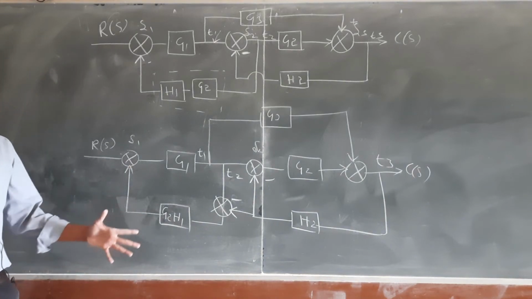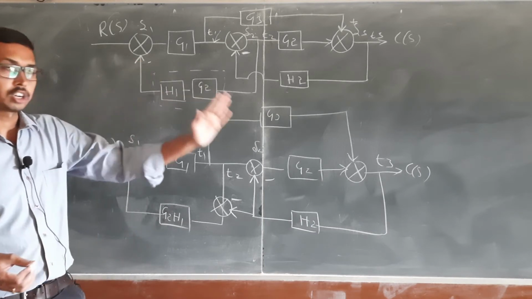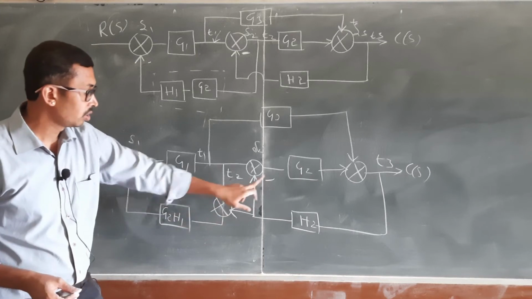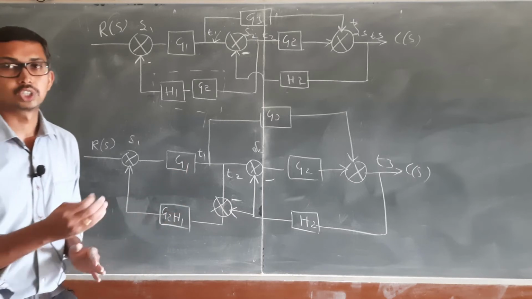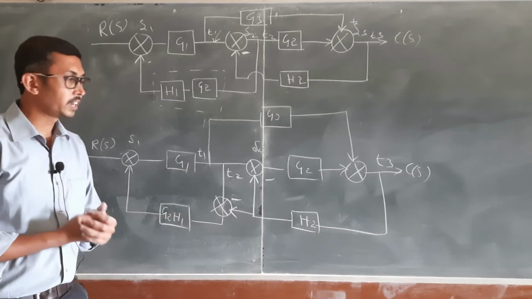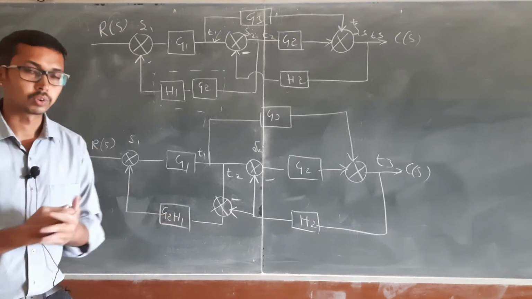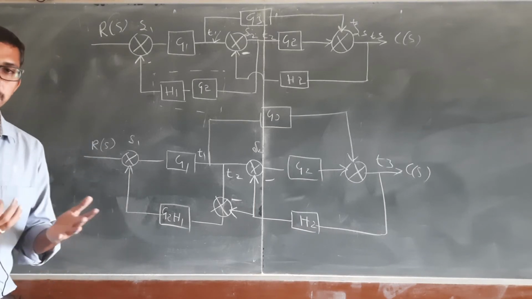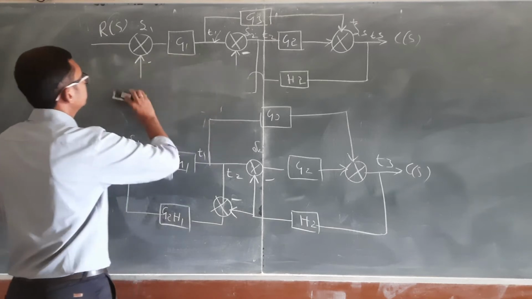So this is what I have applied, critical rule number 11, shifting the takeoff point before the summing point. Here also negative, and I have given a signal as negative. This is as per the rule we just discussed. Now what next do we have to do? Next we need to separate the paths. If we separate the paths, many things are going to be reduced. So let us try to do that.